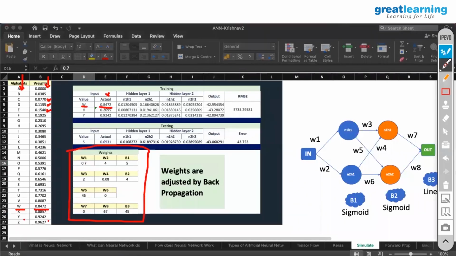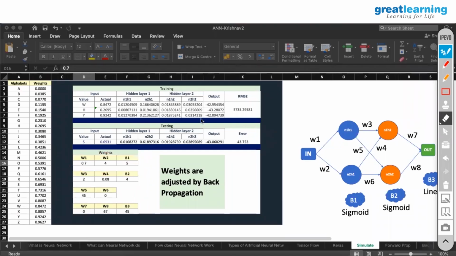Now what are my weights? Where do my weights lie? My weights will lie on each of these lines. So this particular weight 0.7 that you are seeing is a weight given to this line. So when my input 0.8472 goes to this particular neuron, it gets multiplied with this weight. Are we clear on that? Everybody? What are these weights? This is my biasing factor and these are my actual weights. Okay? Guys, do let me know. Are we okay with this?